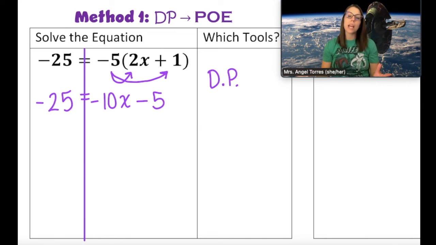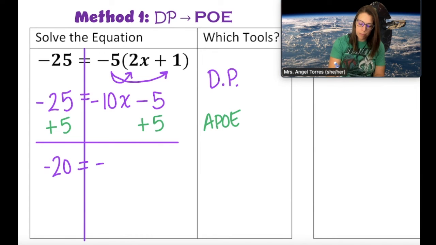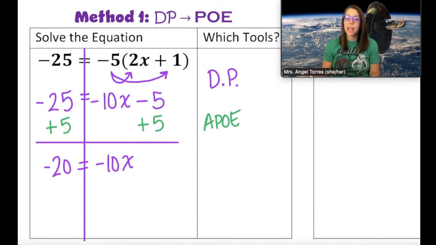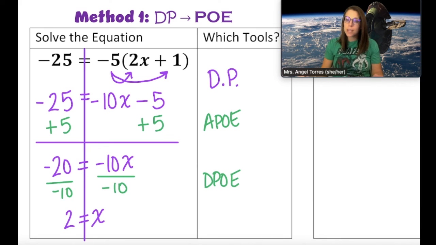Now we can just go in and use our properties of equality. Since the constant here is minus 5, I'm going to start with APO and add 5 to both sides. That leaves me with negative 20 equals negative 10x, and now I can use depot and divide by negative 10. And that leaves me with positive 2 equals x. So again, instead of checking, let's just solve it using a different series of steps and see if we end up with the same thing.